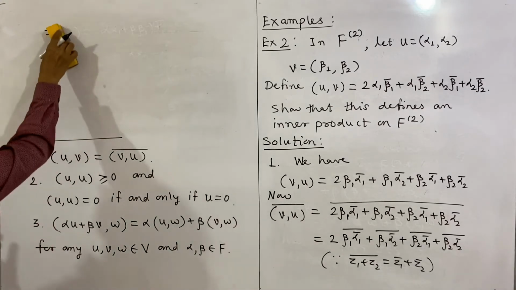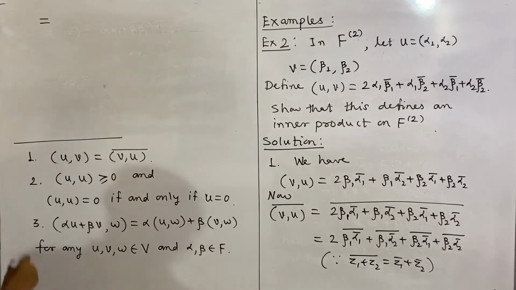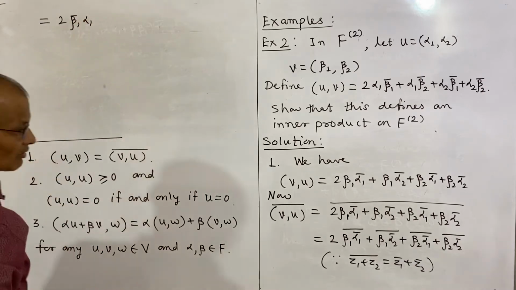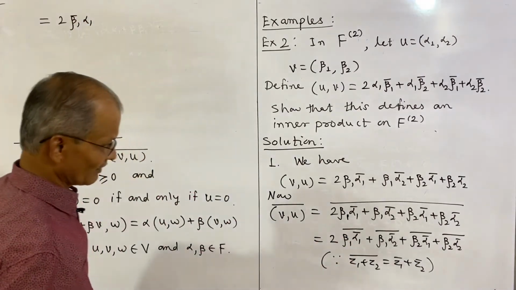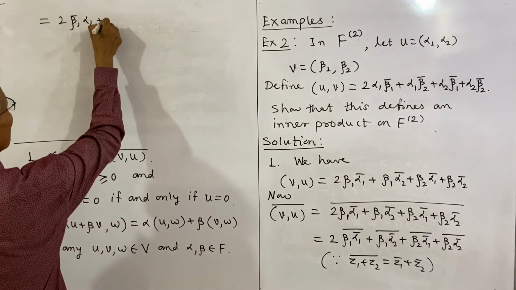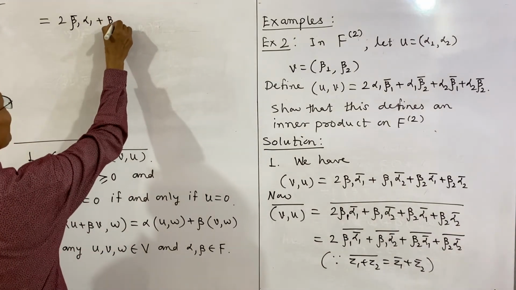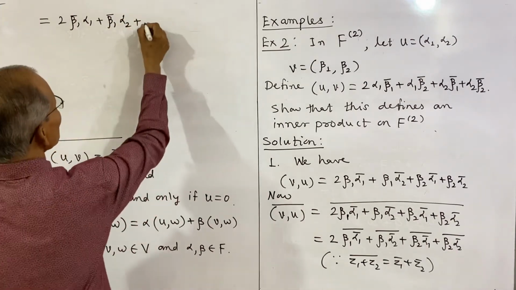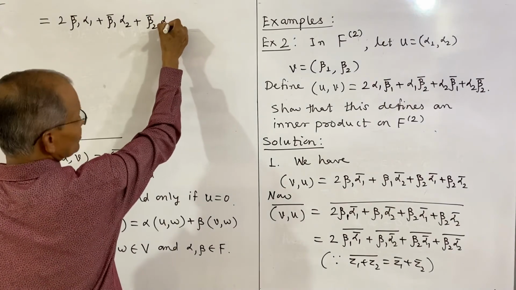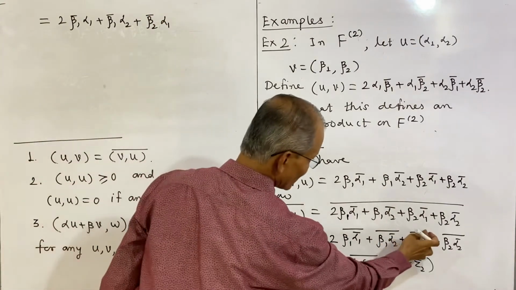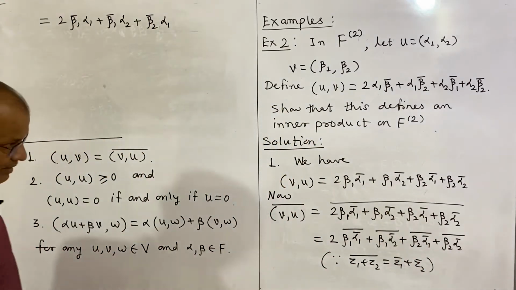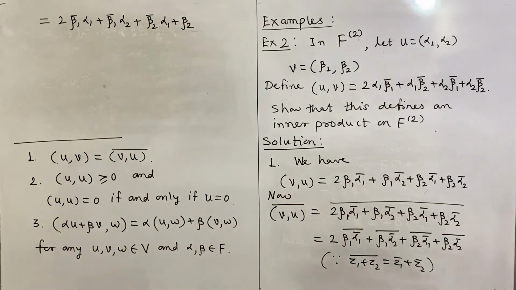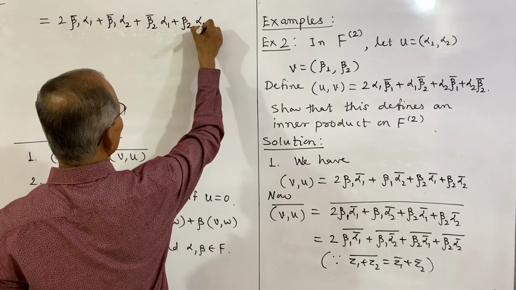And further that can be written as, this is equal to 2 conjugate of beta 1 alpha 1, since double conjugate of alpha 1 is alpha 1, plus conjugate of beta 1 and double conjugate of alpha 2 will be alpha 2, plus conjugate of beta 2, double conjugate of alpha 1, which is alpha 1, and plus conjugate of beta 2, and then double conjugate of alpha 2 is alpha 2.